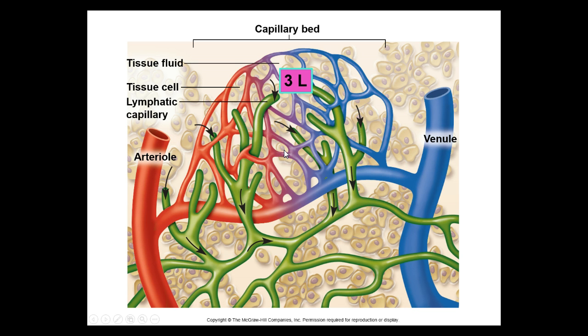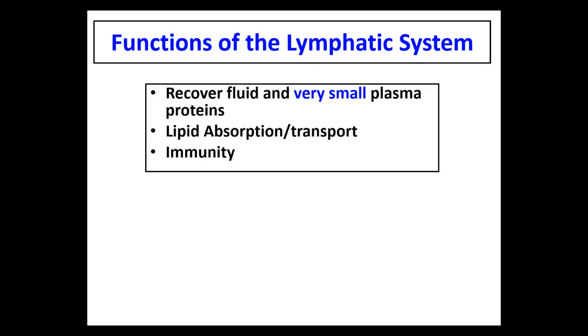And I'm going to set up kind of a cliffhanger here. You don't really know where the lymph is going yet, do you, or what's going to happen to it? We'll get there. So we know then that one of the functions of the lymphatic system is to recover the fluid in the interstitial area and any very small plasma proteins that may have made their way through those very small holes.